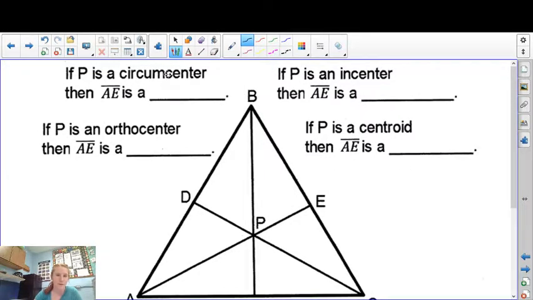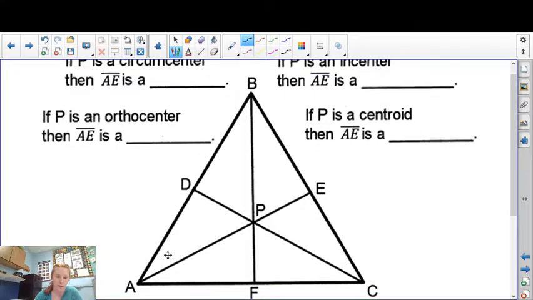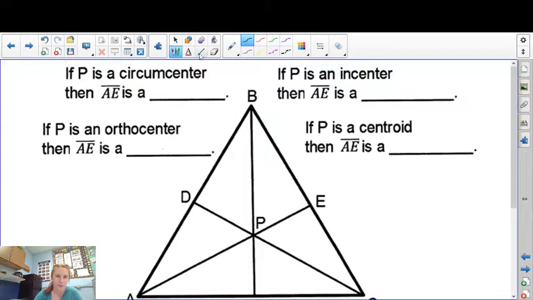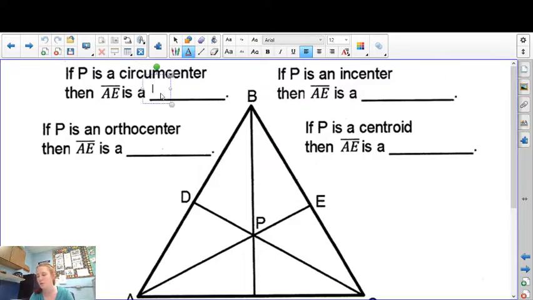If P is a circumcenter, then AE is a blank. Circumcenter deals with cutting something, angles, called a perpendicular bisector.